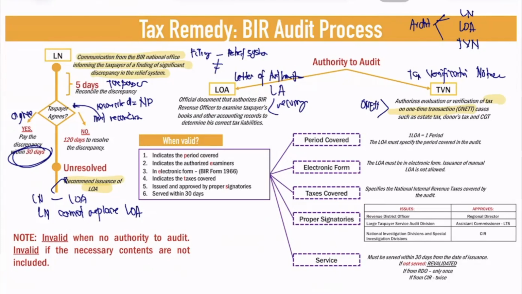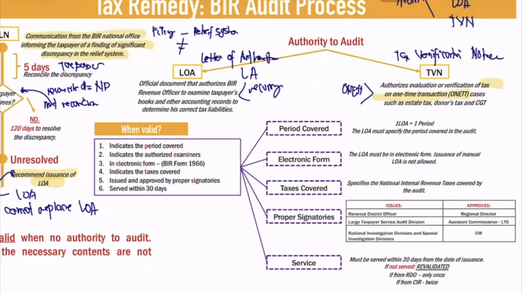Now, what particular document must give or must authorize a particular BIR official to conduct the audit? It could be LOA or TVN. LOA for recurring, TVN for on-it. Now, when can we say that the LOA or the authority to audit is valid? So here are the requirements.